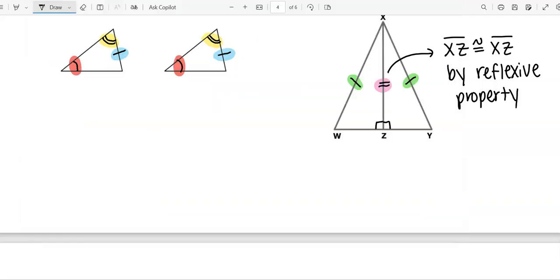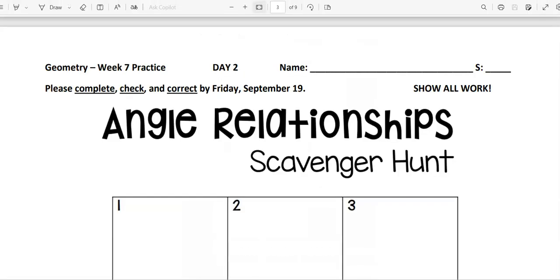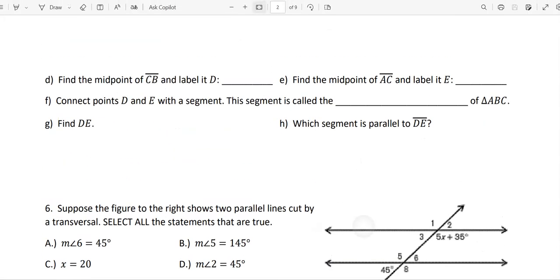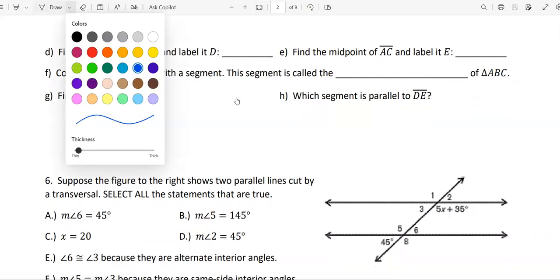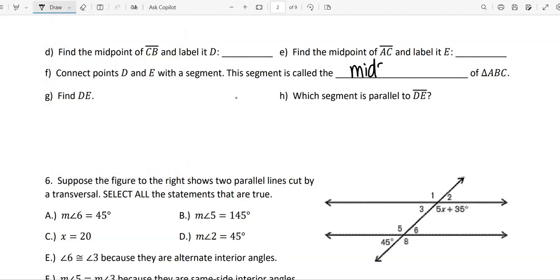I think I said see how far you can get. You told us to do D, E. Didn't I give you F? Yeah. No. Yes. Mid-segment? I think so.